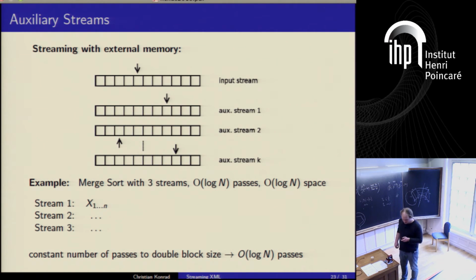And by the way, it's worth mentioning that this is essentially best possible for sorting. So there are lower bounds for multistream computation that show that, in fact, if the random access memory that you use in addition to these streams is only sublinear in n, slightly sublinear in n, then you do need, in fact, log n passes to sort a stream.